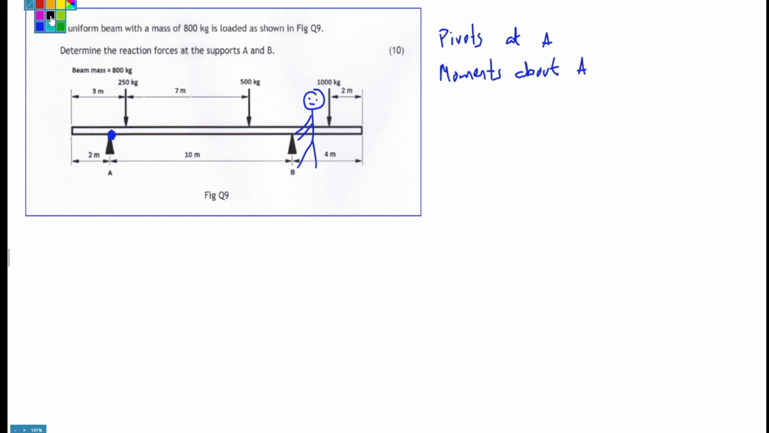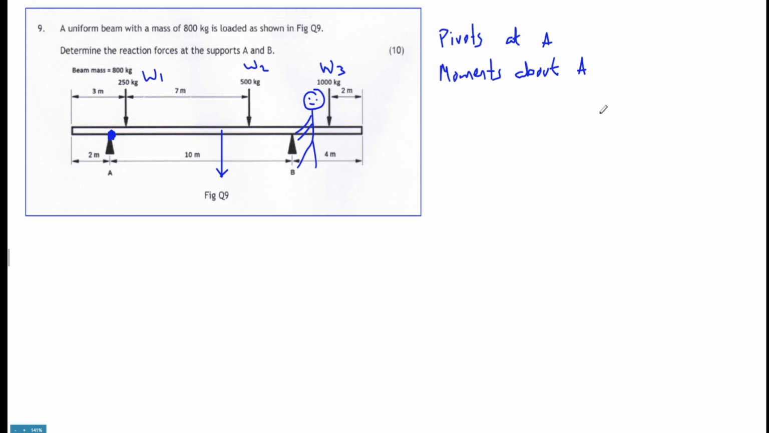All right. Then what we're going to do is name all of these weights, because we've got 250 kilograms, we'll call that weight 1. We've got 500 kilograms, we'll call it weight 2. And then we've got this 1,000 kilograms, we'll call it weight 3. Then there's the beam somewhere. We've got a beam of 800 kilograms. It's going to be right in the middle of this beam. So I'll put it on there and label it up.